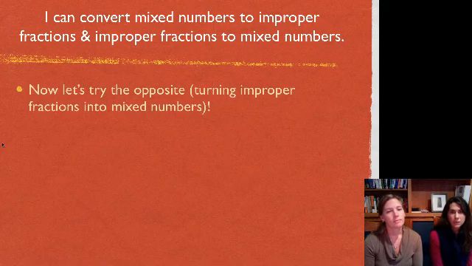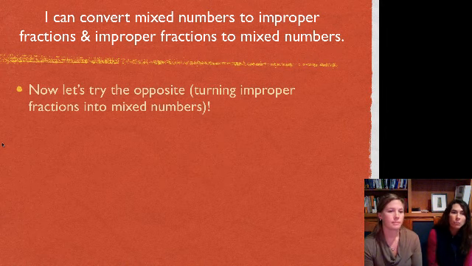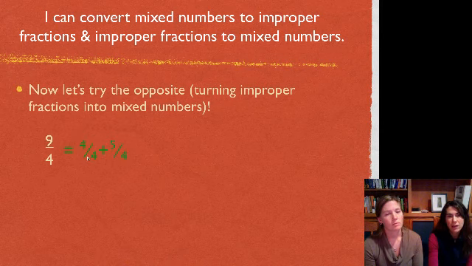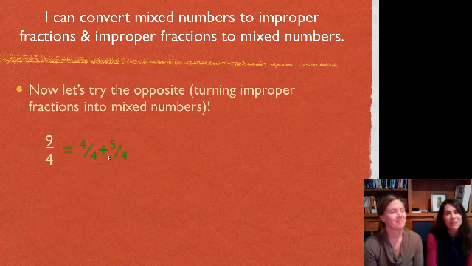All right, so we're going to flip-flop in our minds here, and we are going to start with an improper fraction this time, and try to get it into a mixed number. So let's say we have this fraction of 9/4. What we're going to do is think about, okay, well, I can break that up. Now I have 4/4 plus 5/4, and that would equal 9/4.